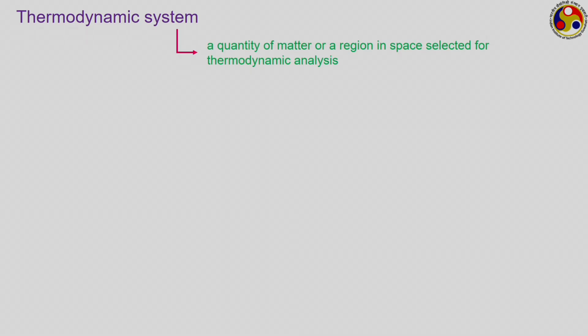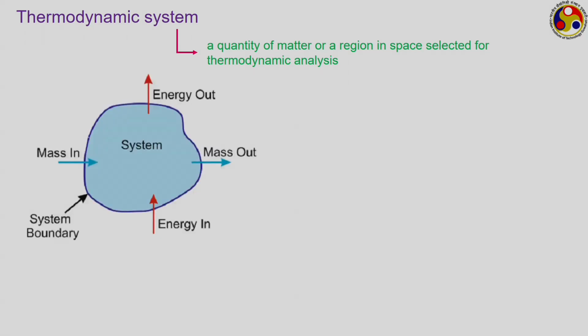System refers to a quantity of matter or a region in space selected for thermodynamic analysis. That is, this is basically the object where we want to perform the analysis. Now, your object can be a quantity of matter or mass, or it can be just a space. Just like an example that is given here. Here the one identified by the blue color is the system, because that is our focus.